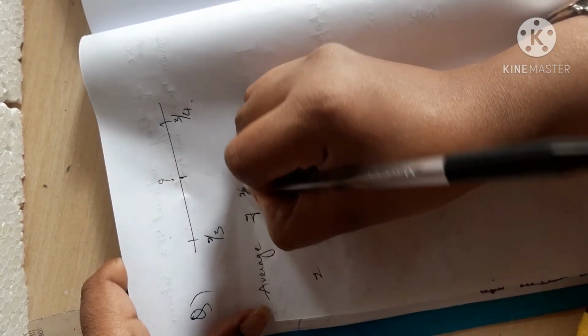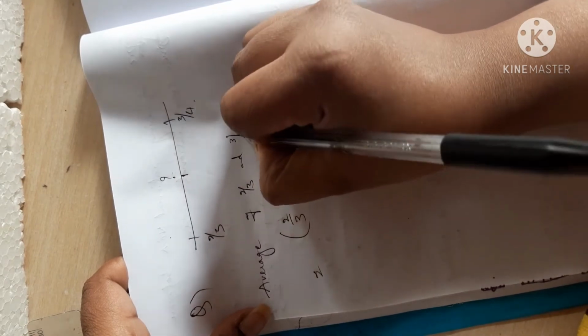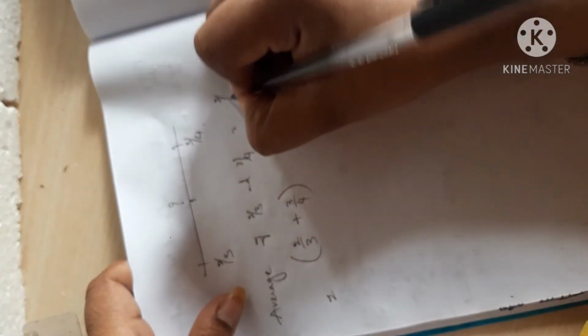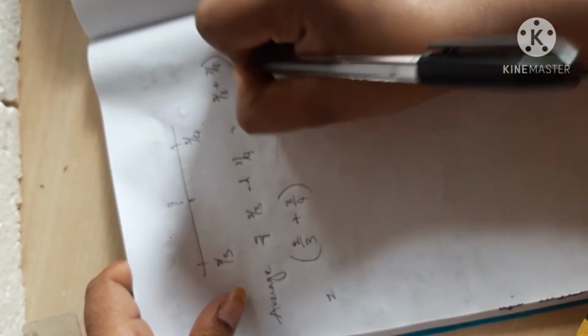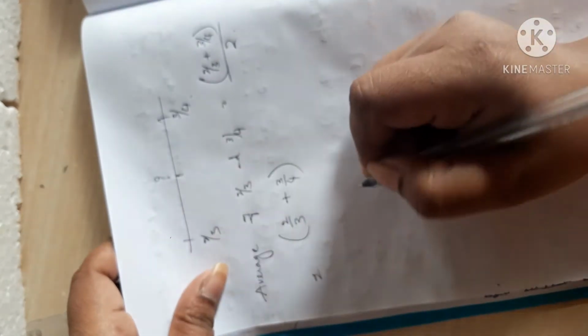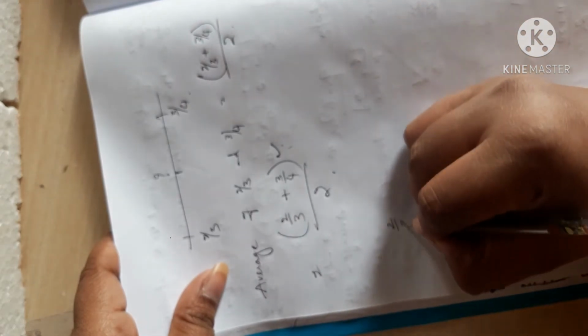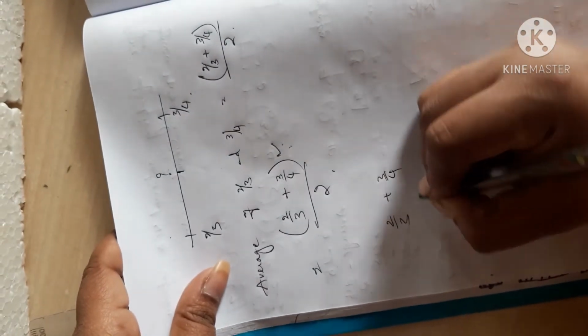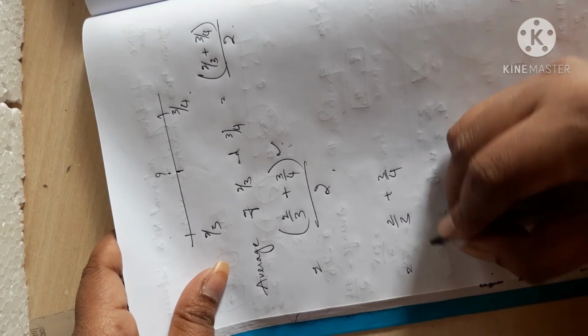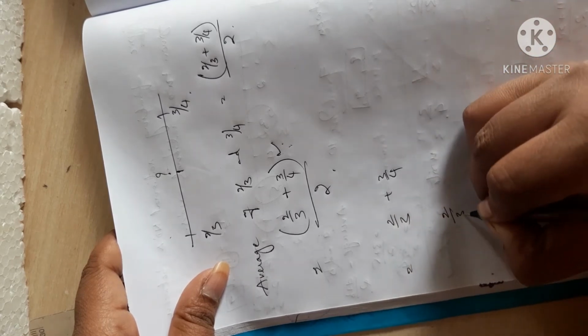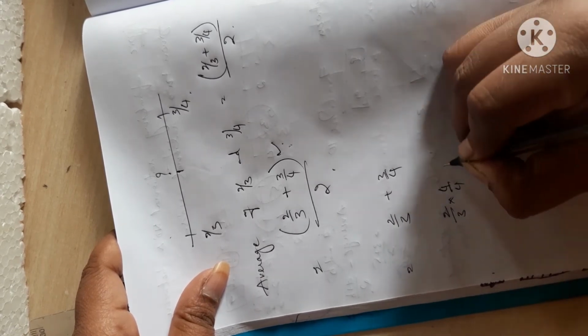The average of 2 by 3 and 3 by 4 is 2 by 3 plus 3 by 4, add these two, divide by 2. So this one I am solving first: 2 by 3 plus 3 by 4. They are not like fractions, so convert them into like fractions. How to convert? Multiply with a 4 by 4.